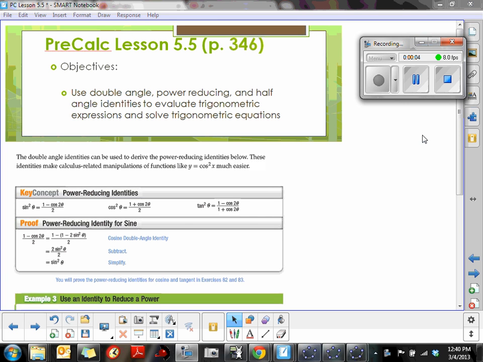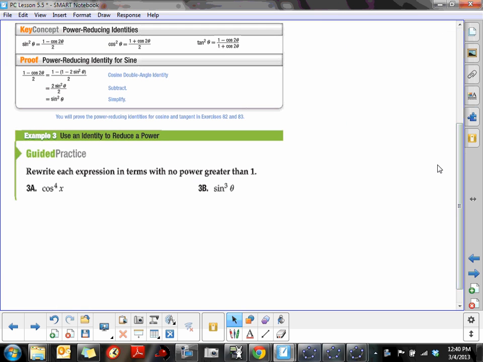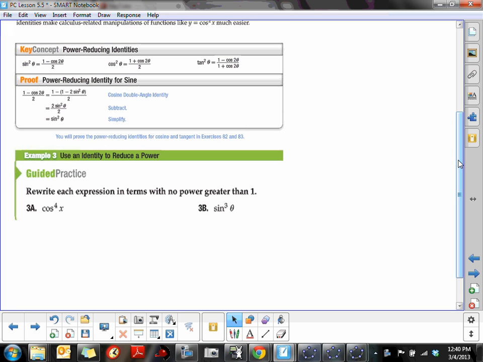Now what we're going to do is use the power reducing identities to reduce some different looks. We've got two different looks in our example 3. Rewrite each expression in terms with no power greater than 1. We're going to accomplish this using our power reducing identities, so we have to look at some flexibility in how we can rewrite things.